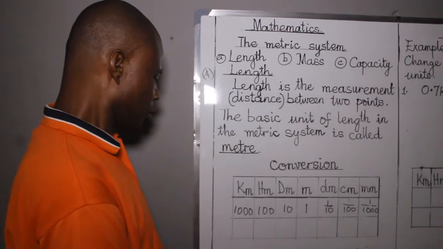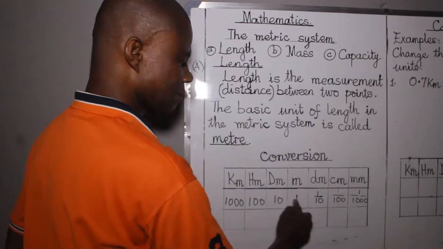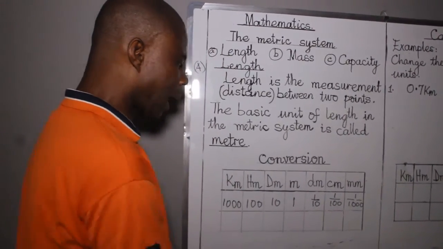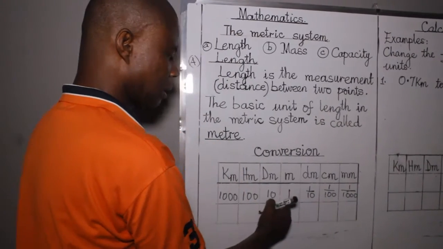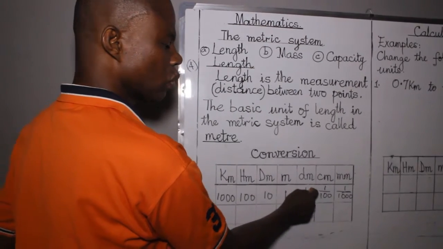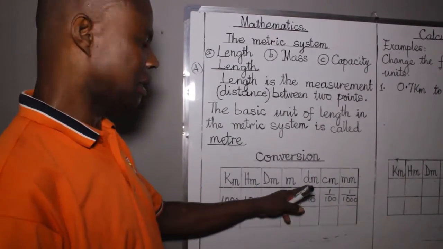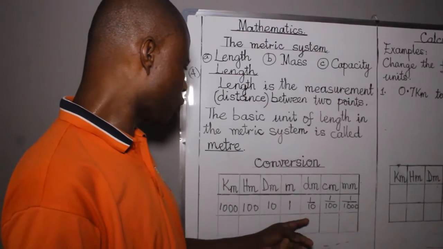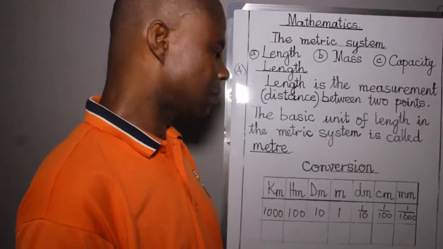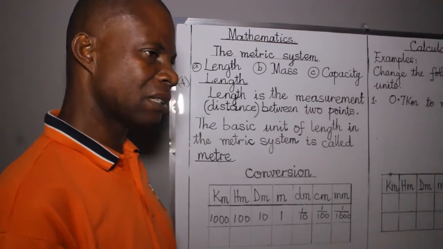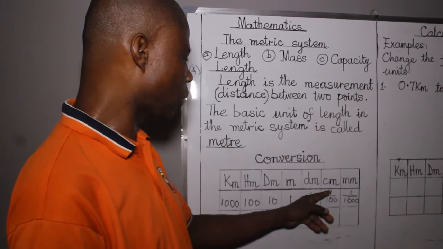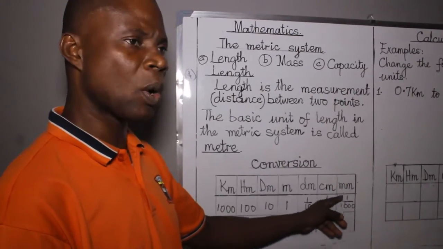Now, we have this under mathematics for calculation. 1 meter is the same when taken to decimeter, it becomes 10. But when 1 decimeter is going to meters, it becomes 1/10. If this is 5, it becomes 5/10. So we have decimeter stands for 1/10, centimeter stands for 1/100, and millimeter stands for 1/1000.